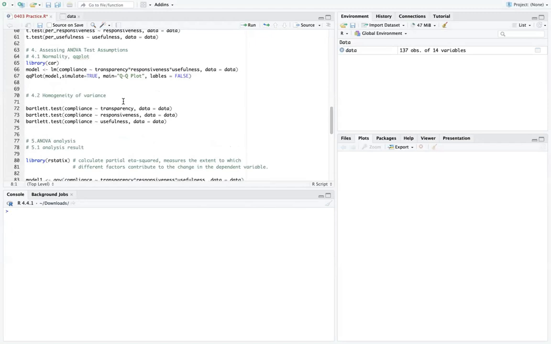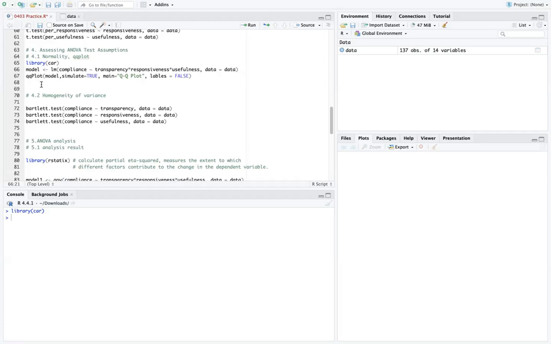For the normality test, we usually use the QQ plot to visually show the normal distribution of the observations. So we first need the car package. We load the car package, and we also need to first construct a linear regression model for the testing. The lm is the linear model function, and the dependent variable here is compliance, and the independent variables are transparency, responsiveness, and usefulness. The asterisks here mean we want to test the main effects and the interaction effects among these three variables, and the data is the data frame.